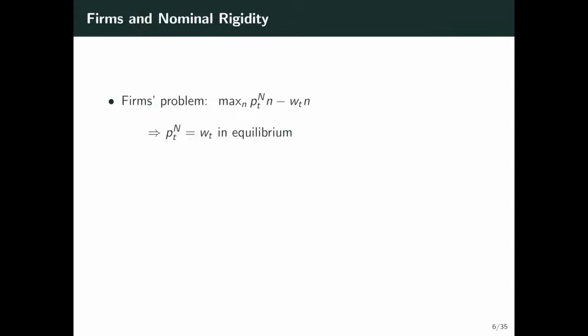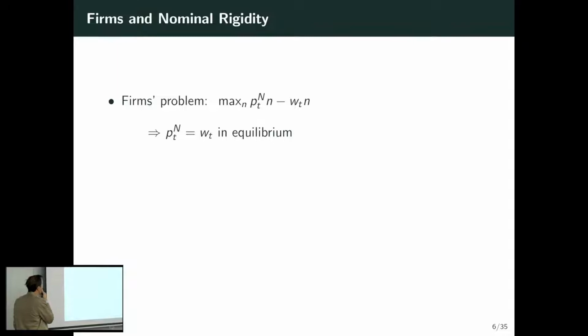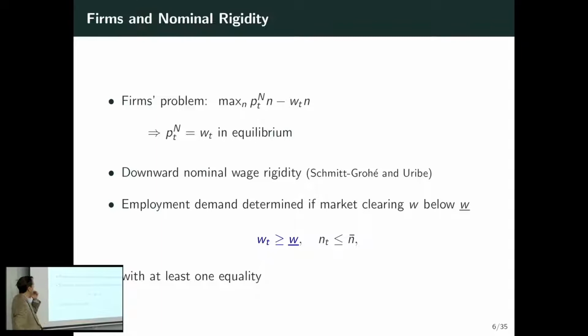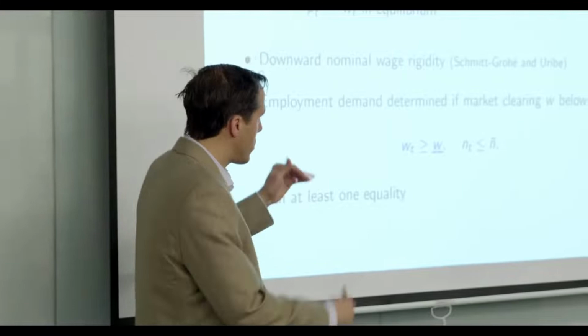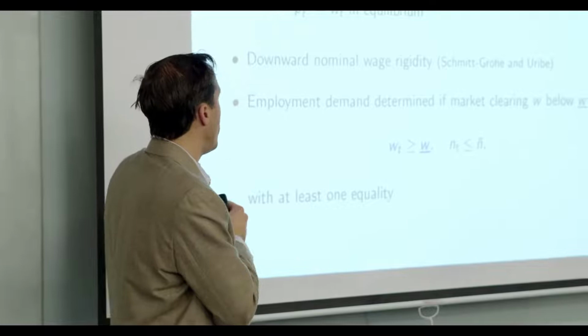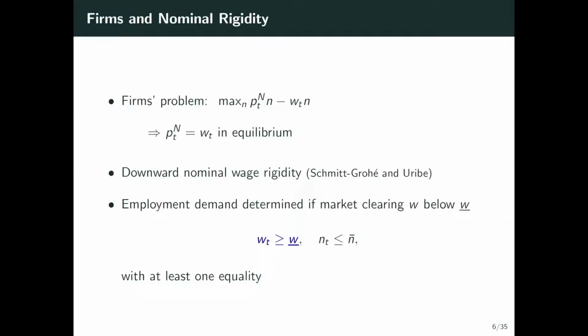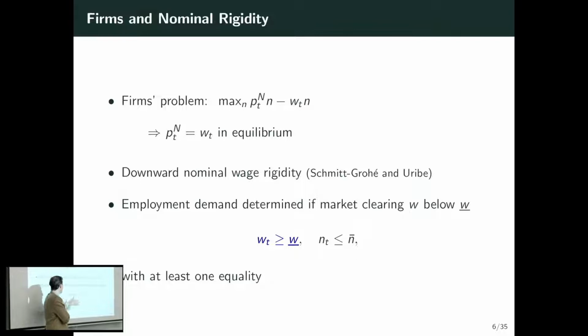Okay, firms maximize their static profits. As I said, production is linear, which means that in equilibrium, the price ought to be equal to the wage. And we're going to introduce downward wage rigidity following Schmitt-Grohé and Uribe. So basically, employment is going to be demand determined whenever the market clearing wage is below W bar, which is going to be this rigid wage. Okay, so in equilibrium, two things can happen. You could have full employment and the wage possibly being above this lower bound, or you could have the wage stuck at W bar, and then you have employment demand determined.